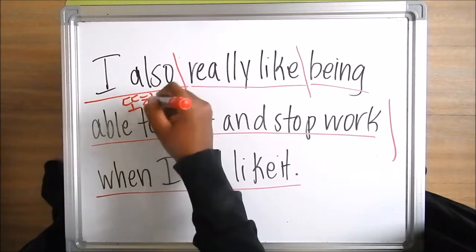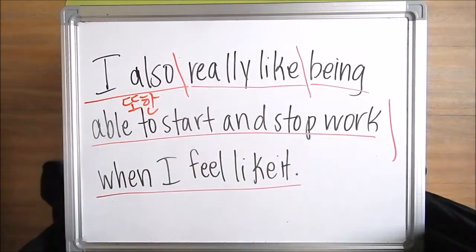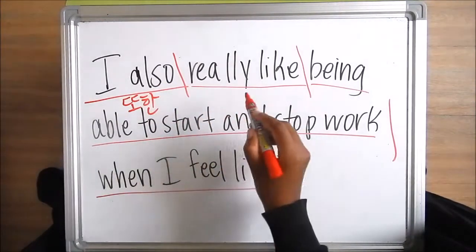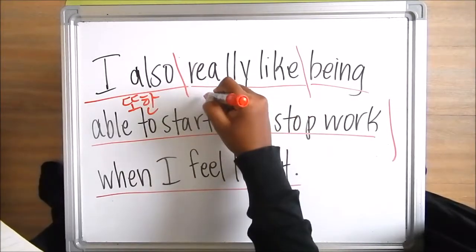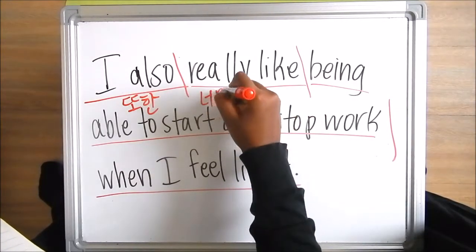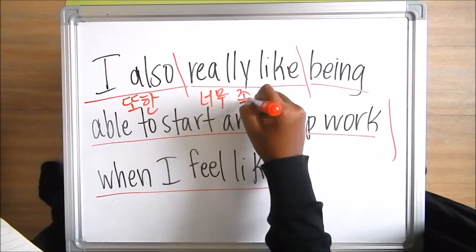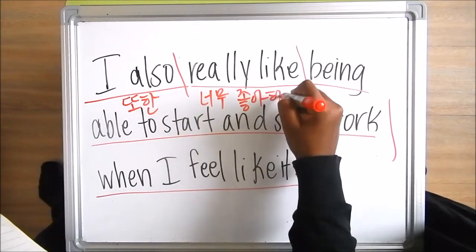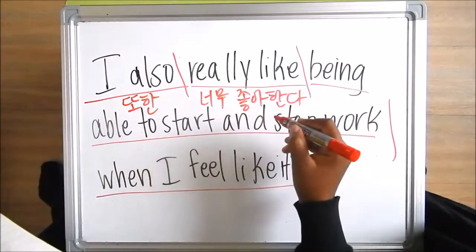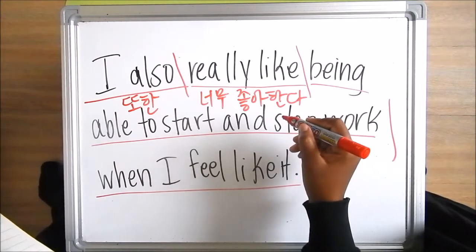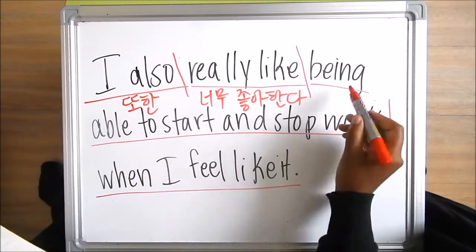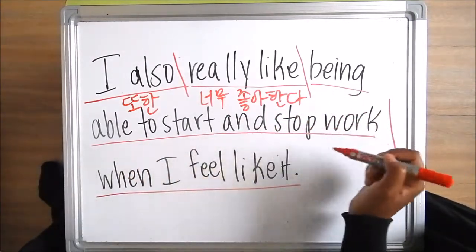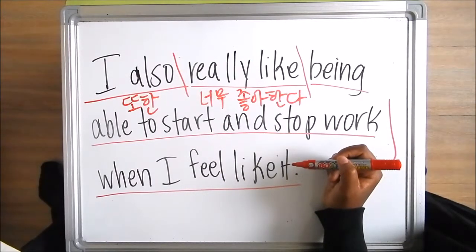So in this one I would just say also. 또한. So also, 또한 means also. 그리고 means also. I really like. So really like is 너무 좋아한다. Or you can just cut out the 너무. I think in the end I cut 너무 out. It's really not that important. Being able to start and stop. So this one really got me because I didn't know how to write start and stop. But when my tutor showed me, it made so much sense.